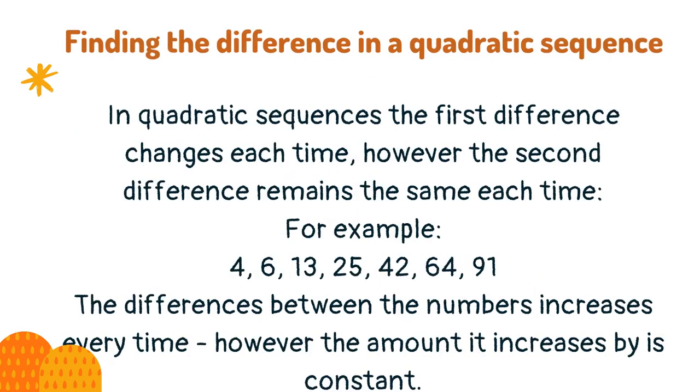In quadratic sequences, the first difference changes each time, however the second difference remains the same each time. For example, 4, 6, 13, 25, 42, 64, 91. The differences between the numbers increase every time, however the amount it increases by is constant.